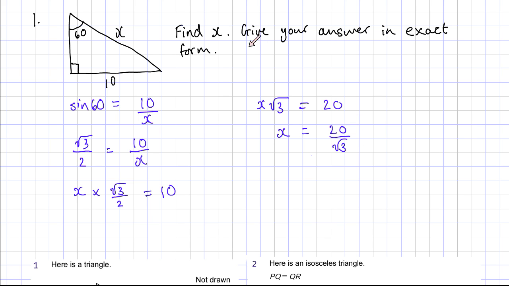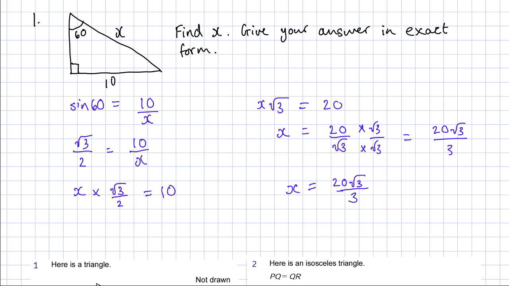Sometimes the question might say rationalize your denominator, so we'll just do that as well. If I multiply the top and bottom by root 3, this is equal to 20 root 3 over 3. So I'll just write that again: x is equal to 20 root 3 over 3.